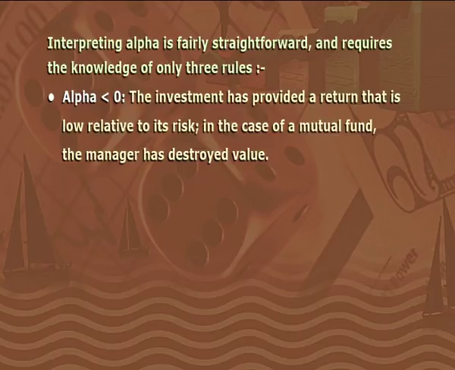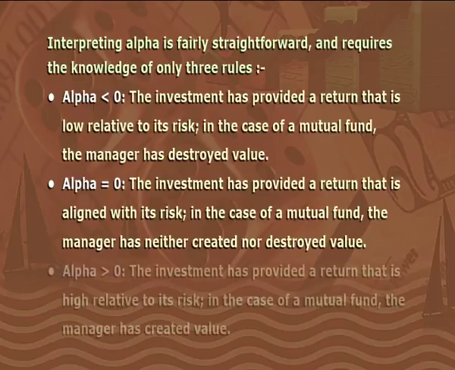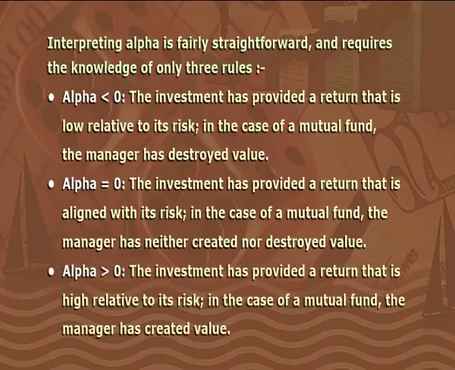In the case of a mutual fund, the manager has destroyed the value. Number 2, alpha is equal to 0, that is, the investment has provided a return that is aligned with its risk. In case of a mutual fund, the manager has neither created nor destroyed value. Number 3, alpha is greater than 0, that is, the investment has provided a return that is high relative to its risk. In case of a mutual fund, the manager has created value.